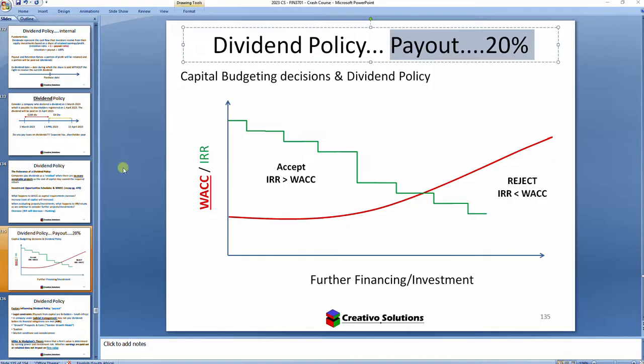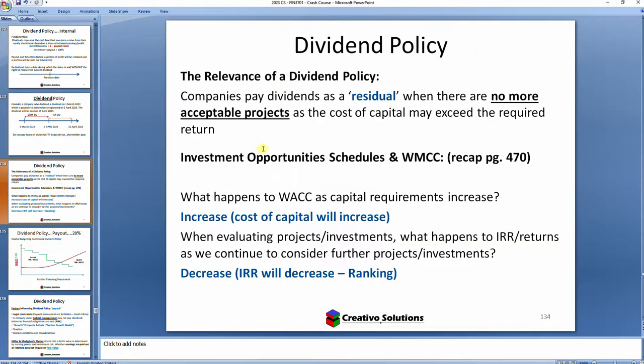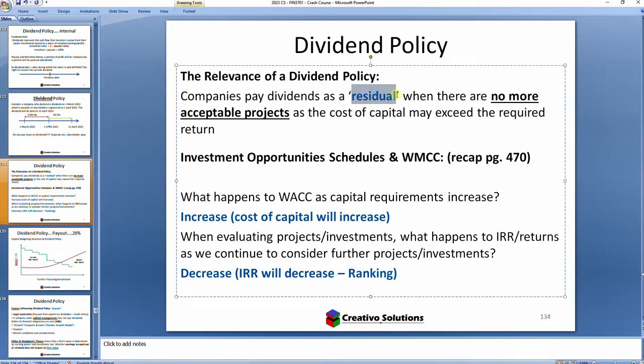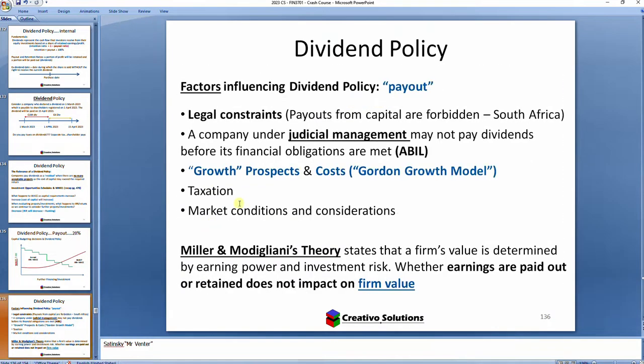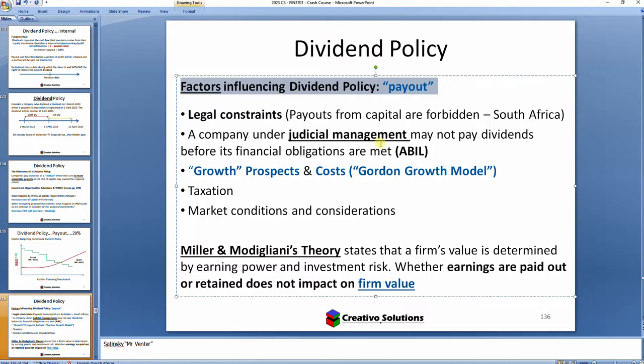The question was, if you're accepting projects, are you going to be paying out dividends? No. Okay, so this concept of a residual: companies may only pay out profits when they no longer have any acceptable projects, or projects that aren't going to be generating any value. We're only going to pay out a dividend if we don't believe we can use that money elsewhere. So when you're looking at theory, this is all part of the textbook.